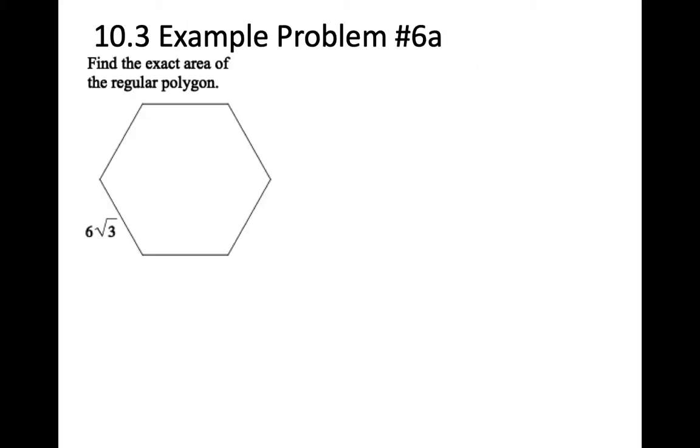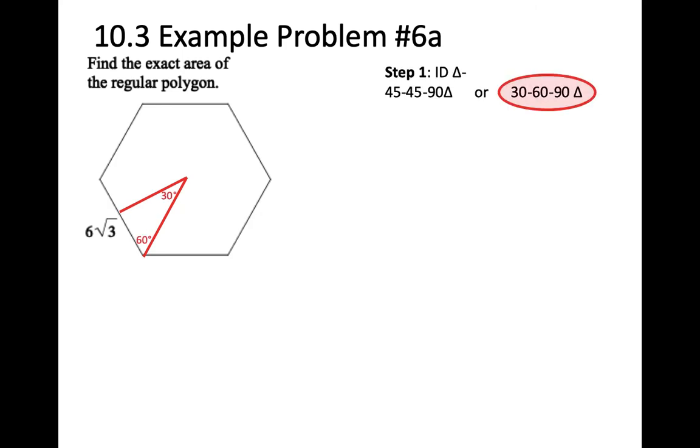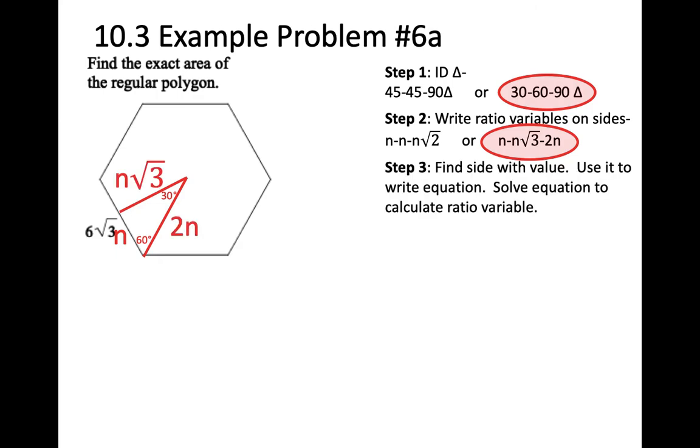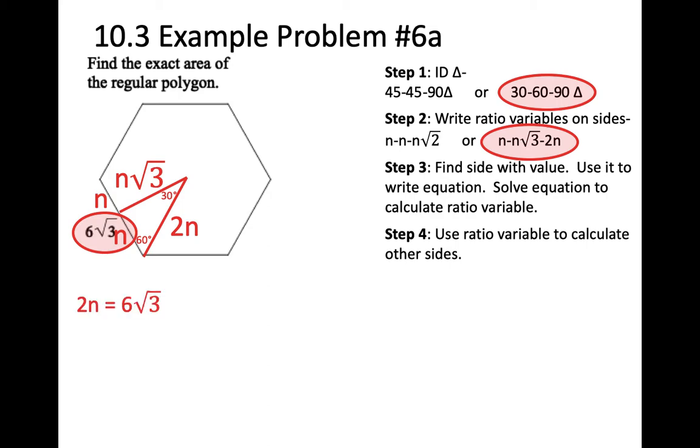Okay. Here's another example. This time we have a side, but not the apothem. Once again, I can draw my 30, 60, 90 triangle. I can write my ratios on: n, n root 3, 2n. Find the side. I know that 2n equals 6 root 3 because the entire side is 6 root 3, so n equals half of that, or 3 root 3.